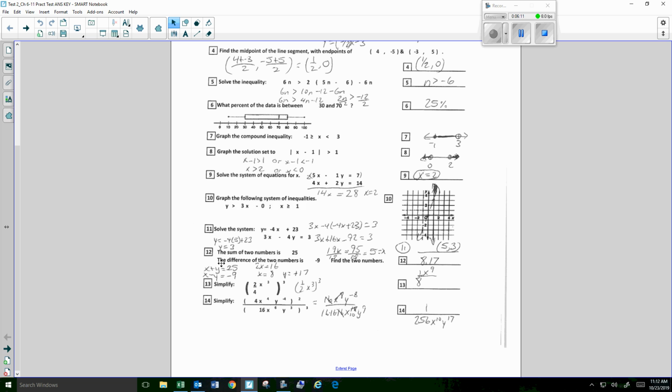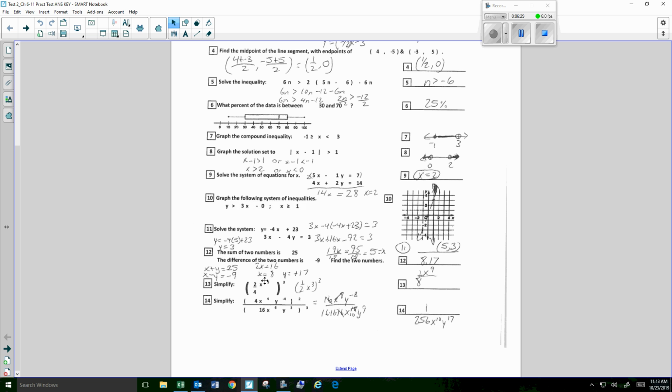The sum of two numbers is 25. There's that equation. The difference of two numbers, x minus y equals negative 9. I can just add it straight down because that'll eliminate the y's right away. I get 2x equals 16, x equals 8. I get 8 plus what is 25? 17. So 8 and 17 are my two numbers.